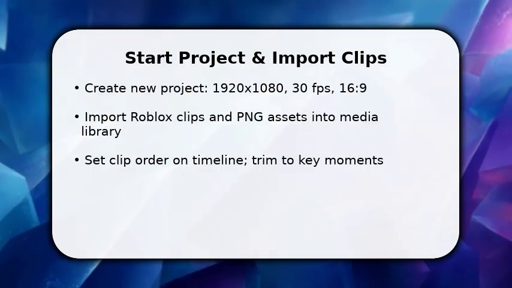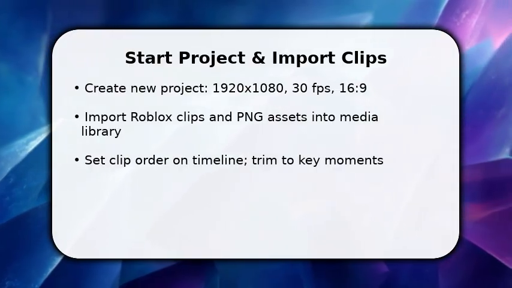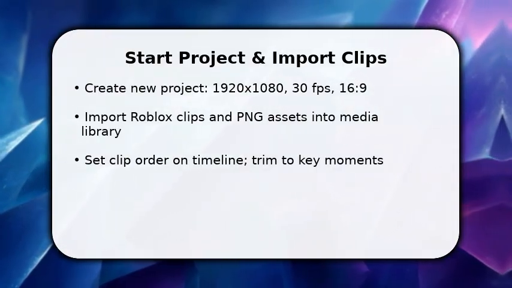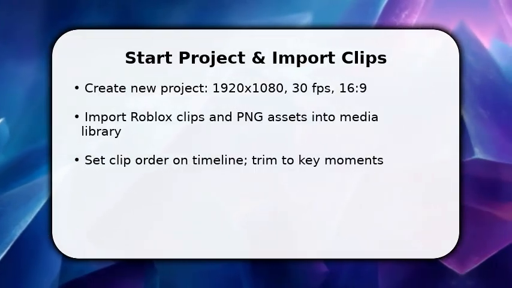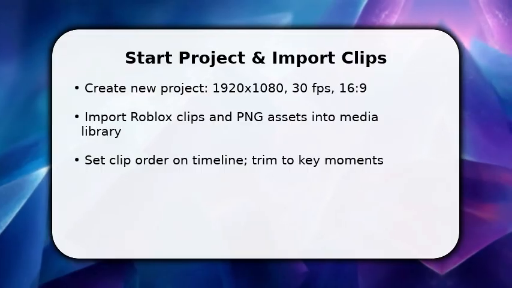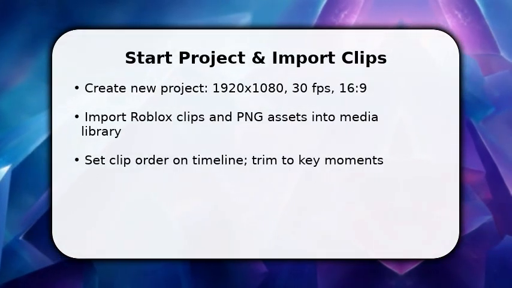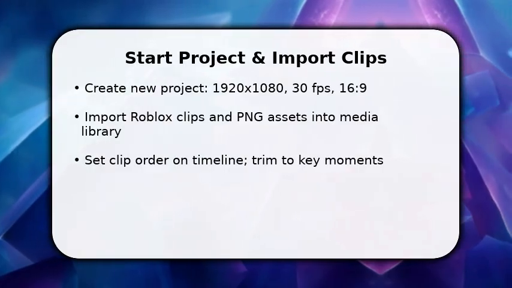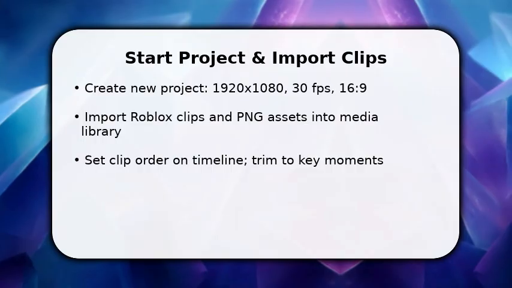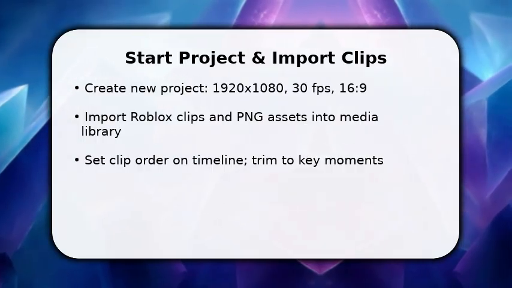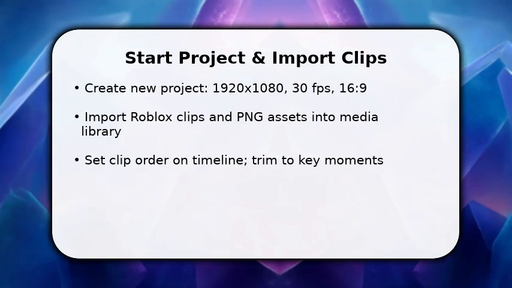You begin by creating a new Alight Motion project at 1920 by 1080 and 30 frames per second, so playback matches Roblox footage. Once created, import your recorded Roblox clips plus PNG overlays and audio into the media library, then drag clips to the timeline in story order. Trim the start and end of each clip to remove dead time, and make sure primary action hits near cuts. This gives you a clean sequence to refine, without wasting time on trivial setup.